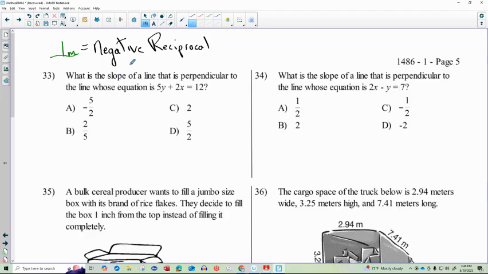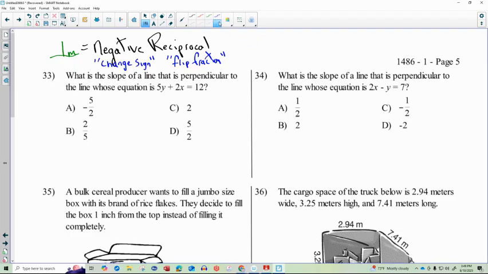Now, notice there's 2 words. That means there's going to be 2 changes to my original slope. Negative actually doesn't mean it's going to be negative, right? Negative means change the sign. And reciprocal means flip your fraction. So there's 2 things you have to do to find perpendicular slope. You have to know the original slope, and then you take the negative reciprocal, which means you change the sign of it, the opposite sign, and then you also flip the fraction upside down.